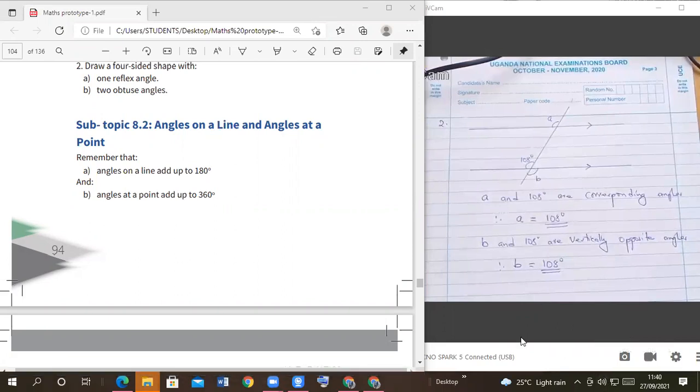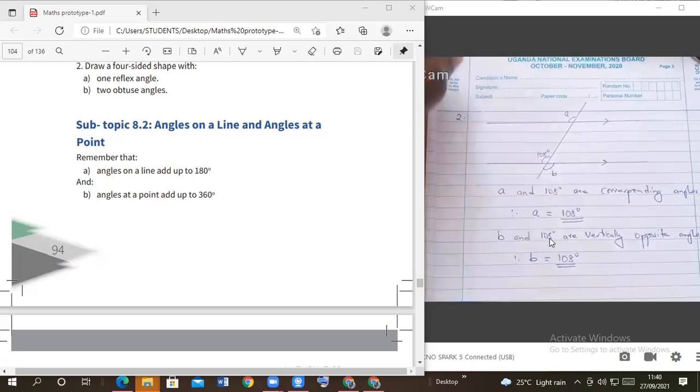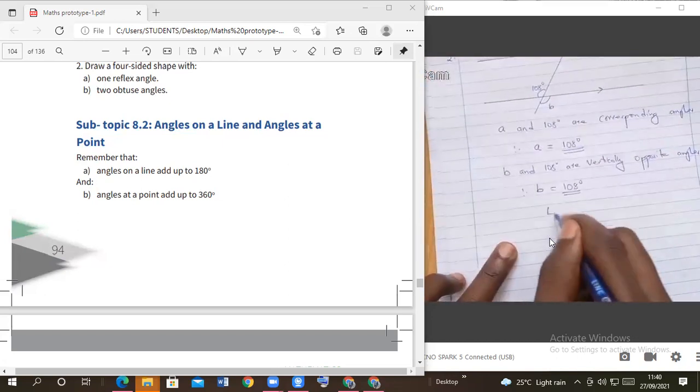That is how we analyze opposite angles. So therefore, B is equal to 108. Members? Yes. Exercise.